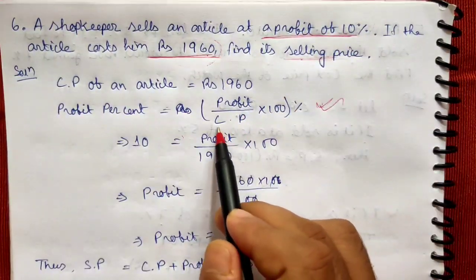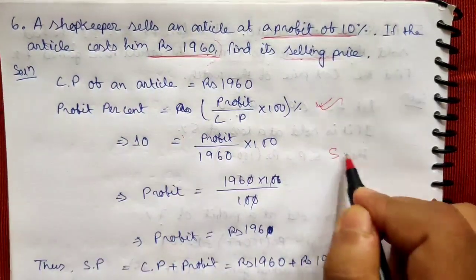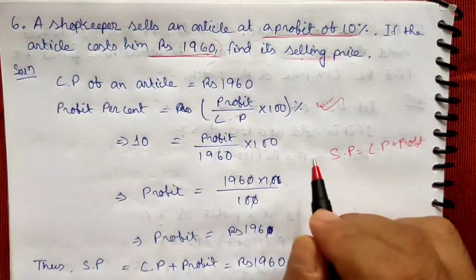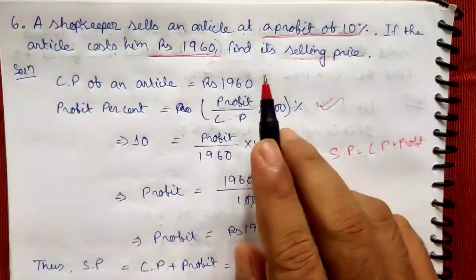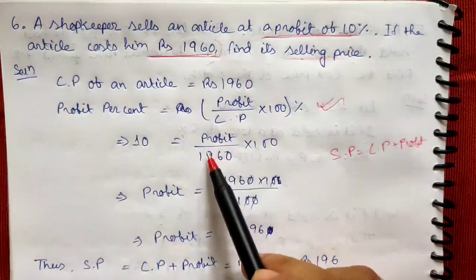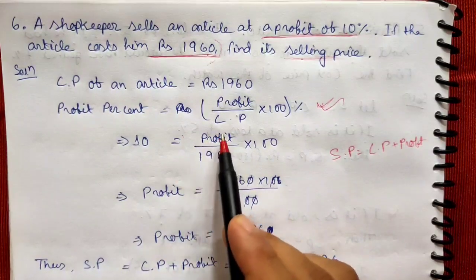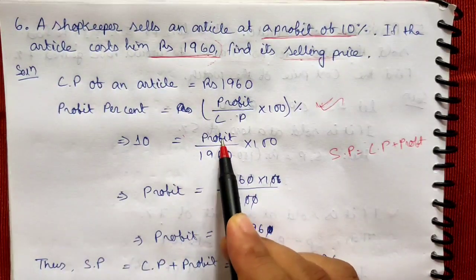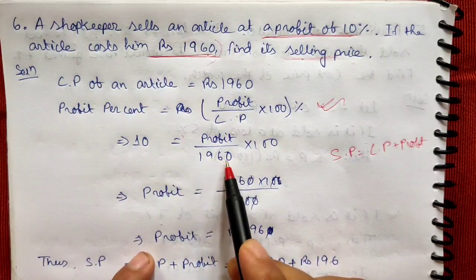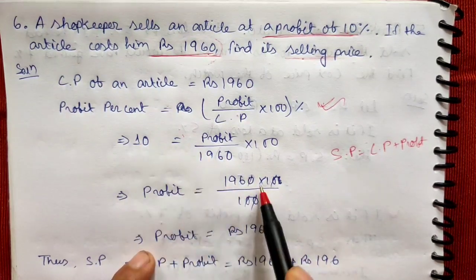If we know the profit and we know the cost price, then we can easily find out SP, isn't it? Because SP is what? CP plus profit. Here profit percent is given, not profit. So, profit, then CP is how much? 1960 into 100, then look, profit is on the left hand side. Now, this 1960 is divided, isn't it? So, when we change the sign, it will be multiplied. So, look, it is multiplied with 10, isn't it?